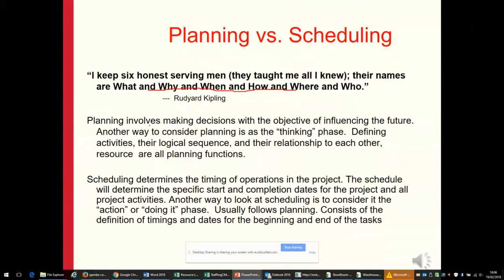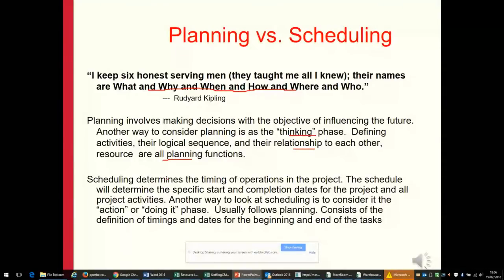Now, very often in the literature, there are two different ways planning is contrasted with scheduling. So planning involves making decisions with the object of influencing the future. It is defined as a thinking phase, defining activities, their logical sequence, and their relationship to each other. Resources are all planning functions.